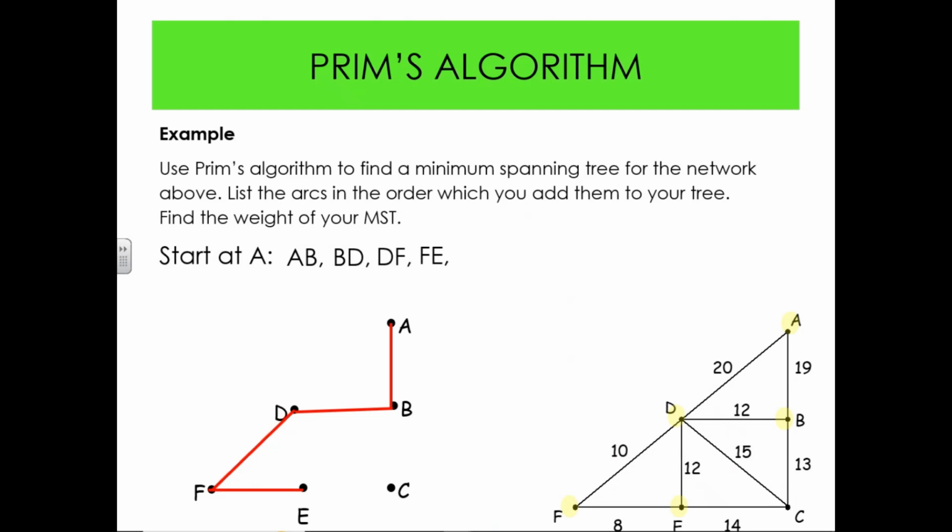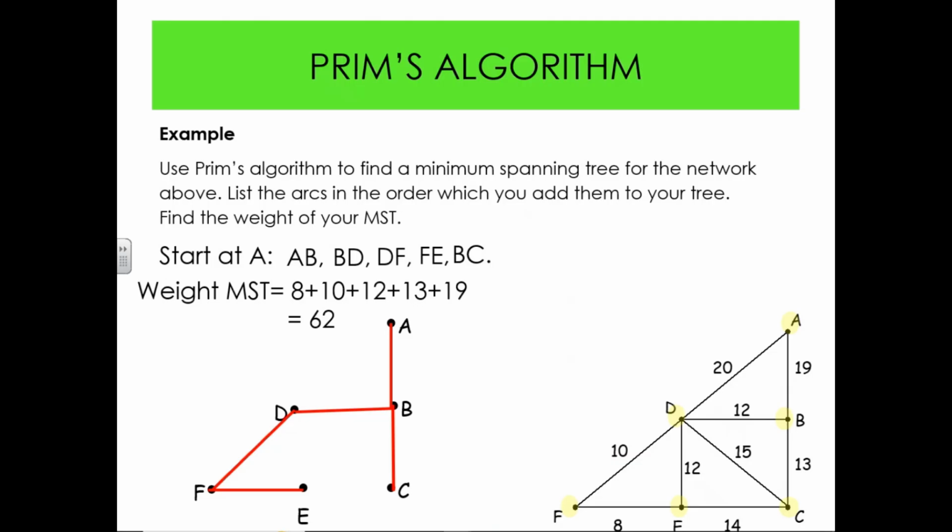The next shortest arc that connects up to all of these is this ED for 12, but that would make a cycle, so we can't do that one. Instead, to connect up C, we want BC, and that's the 13. That's the shortest way of connecting that up. You could have EC, you could have DC, but that's 14 and 15. So BC is our final one that we have. Again, it asks for the weight of your minimum spanning tree, so add up those arcs. You get 62 again. You get the exact same minimum spanning tree. It's just a different way of doing it.